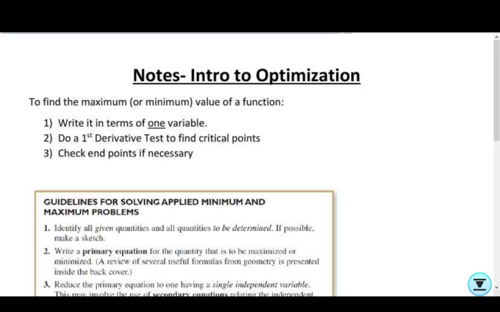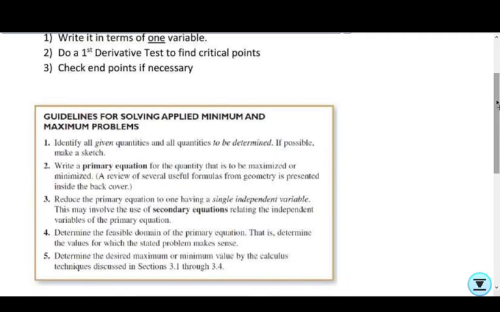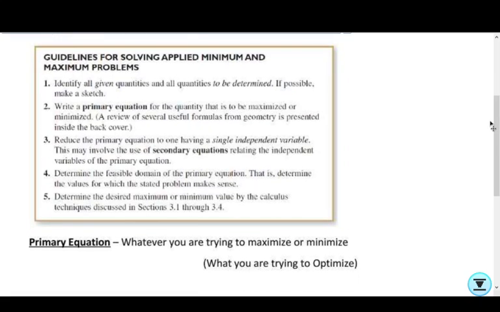Okay, so our guidelines that we're going to be looking at for solving applied minimum and maximum problems, which is optimization, is that you need to identify all your given quantities and quantities to be determined. If possible, make a sketch. So if it's a scenario that you're dealing with, make sure you sketch it out if possible. You write your primary equation. That is a quantity that you're going to maximize or minimize. Okay, then you reduce the primary equation to a single variable, and that's usually using your secondary equation.